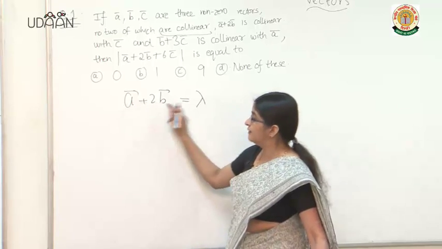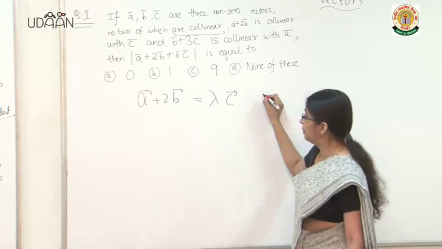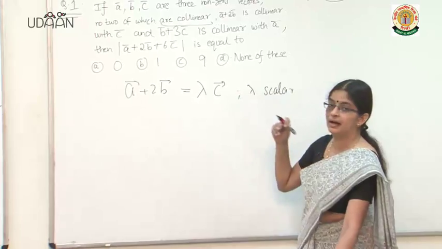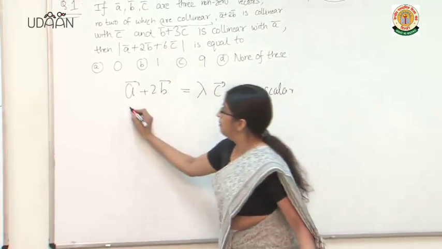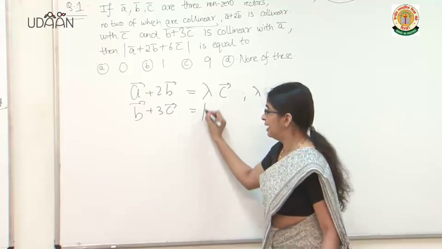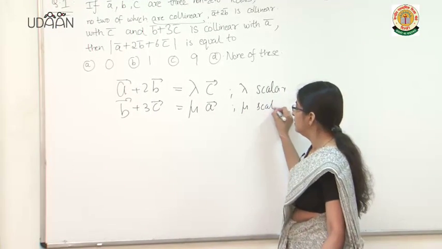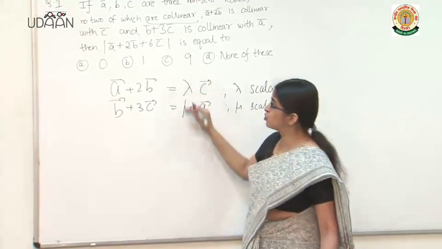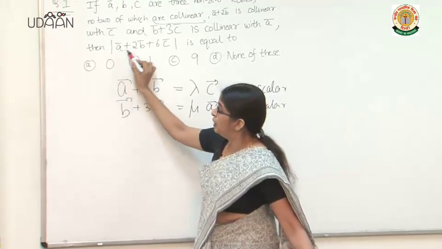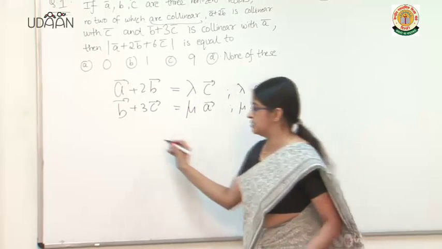So I am writing it as A plus 2B equal to lambda C for some scalar lambda. Right, here lambda is a scalar. Similarly, B plus 3C is collinear with A. We can write it as equal to mu times A, where mu is another scalar. Okay. We have these two relations. Using these two relations, we have to find the value of modulus of A plus 2B plus 6C. Let's see how to solve the question.